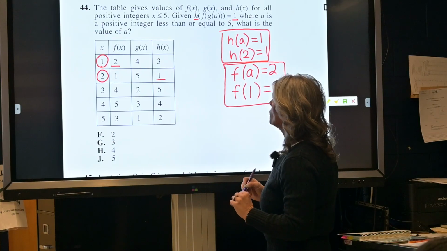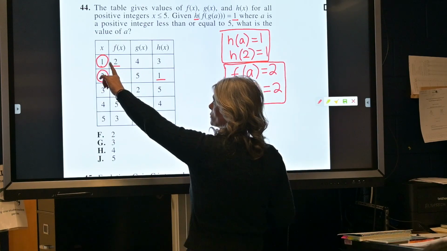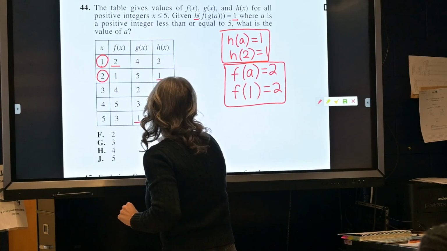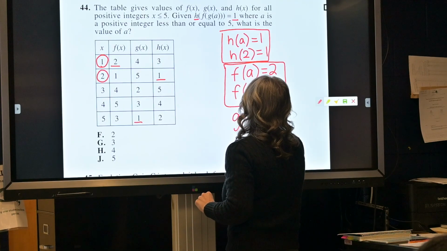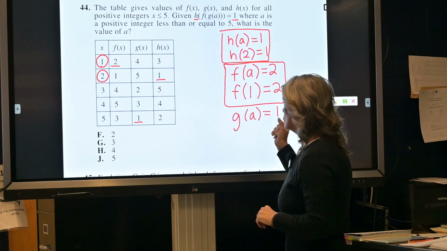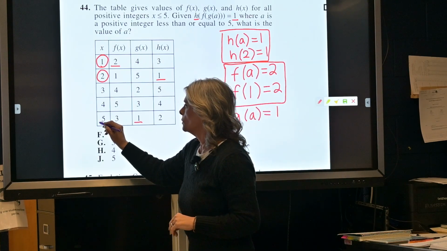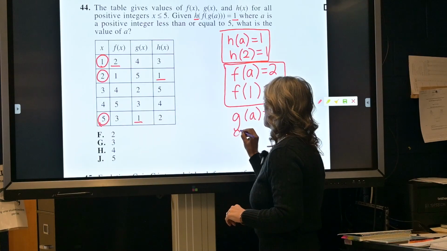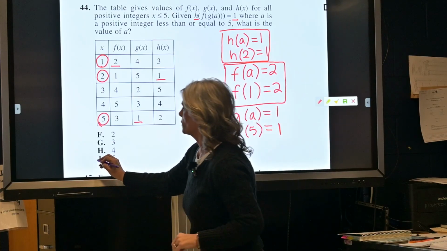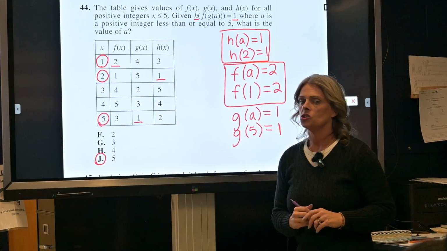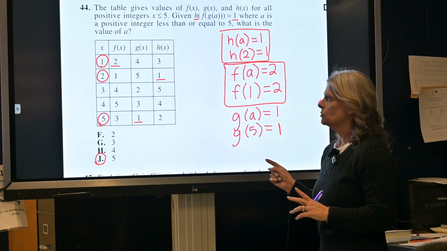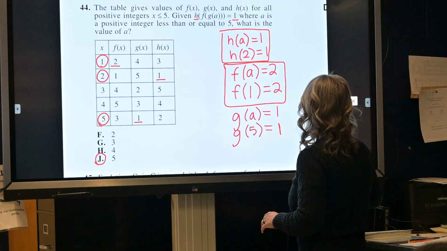So now I need to go to G of a. Well, the last number I circled was 1, so I'm going to go down the G column until I find 1. So this is G of a is 1. I'm looking to see what a value gets me the answer of 1, and it would be 5. So G of 5 equals 1, and 5 is our answer. Do you guys want me to do that one again? Yeah, I thought so. What I'll do is I'll switch colors in between. I think that'll help.